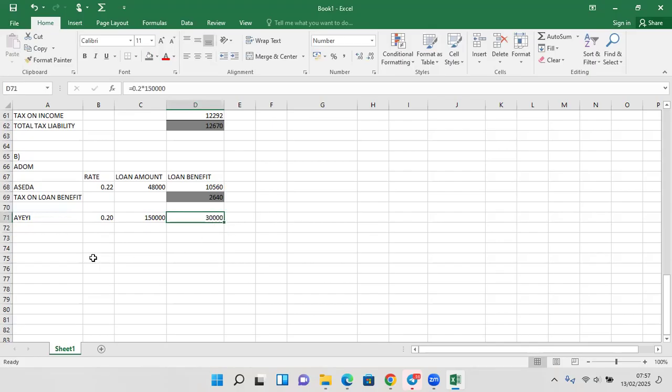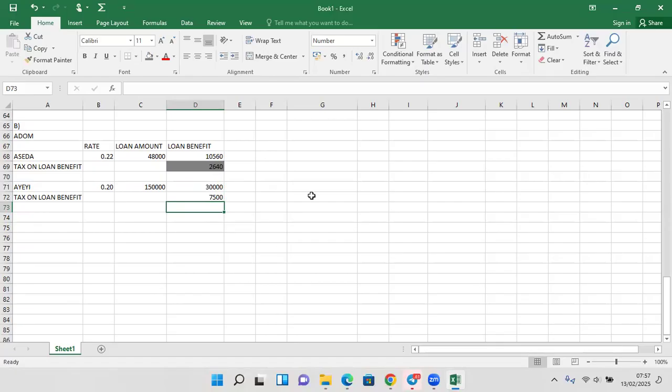Right. So this is going to be his loan benefits. Now, let's find the tax on loan benefits. It's going to be 0.25 times this, which is going to be the tax on loan benefits. Right. So you just have to read the law, the act, sorry, and then get all this. Now we are done with question two. Let's move to question three.